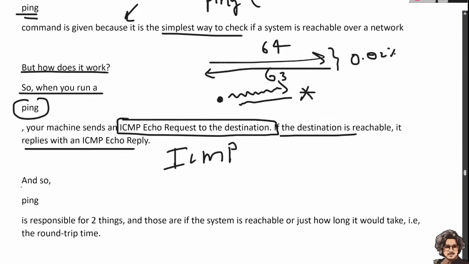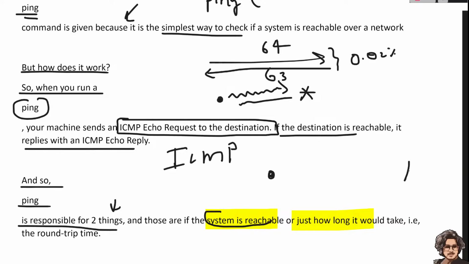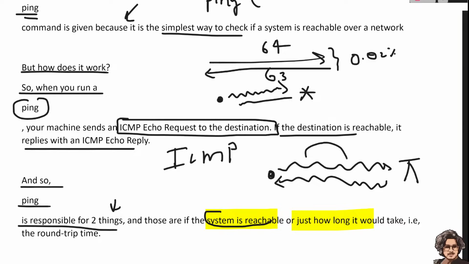Ping is responsible for two things. First, is the system reachable? I am sending this signal to the destination, and the first question is whether the system is reachable. Yes, reachable. Second, how long does it take to come back? That is the round trip: it goes and comes back again.